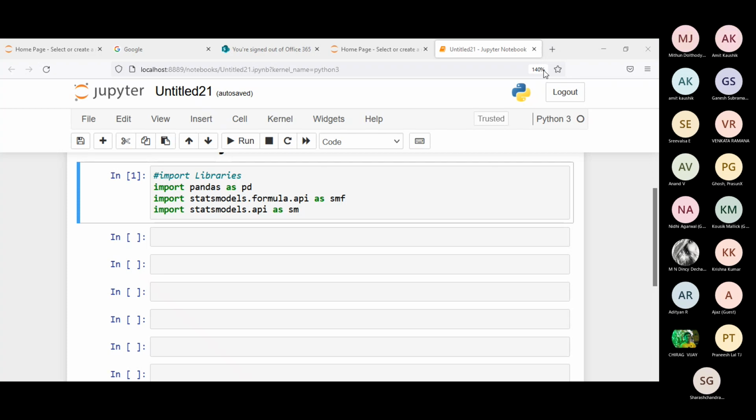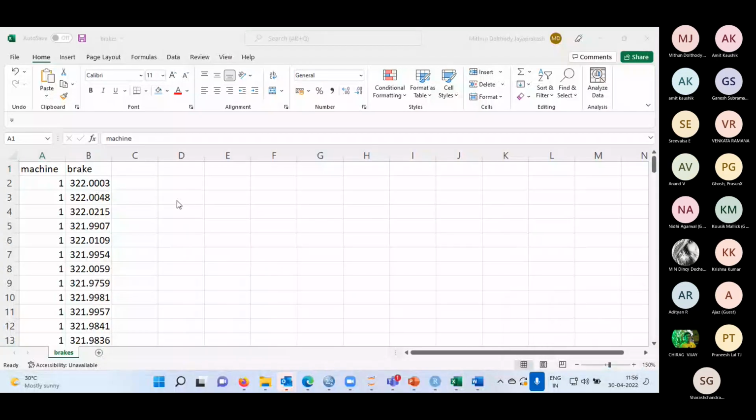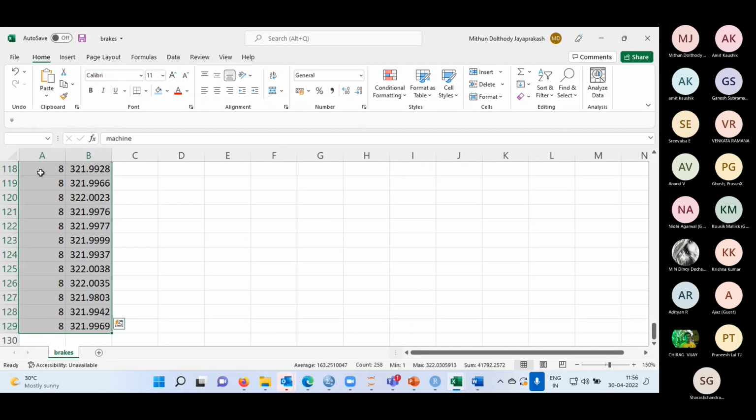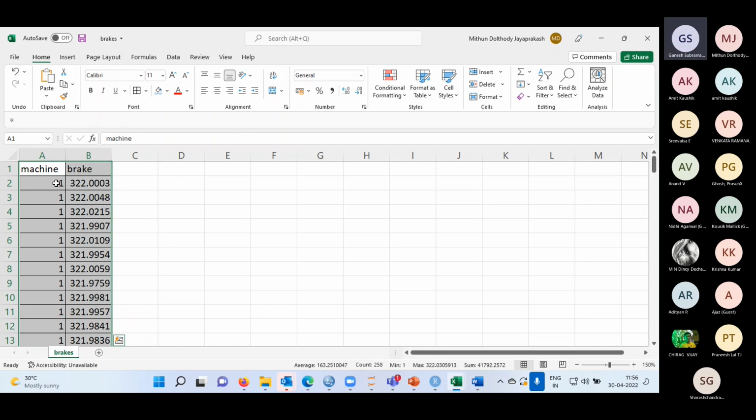Yes, you all have the breaks data set. Everybody has the breaks data set. Can you see this data set, everybody? We have it from last week's LMS, we can use the same thing. Okay, you have the breaks data set, correct?